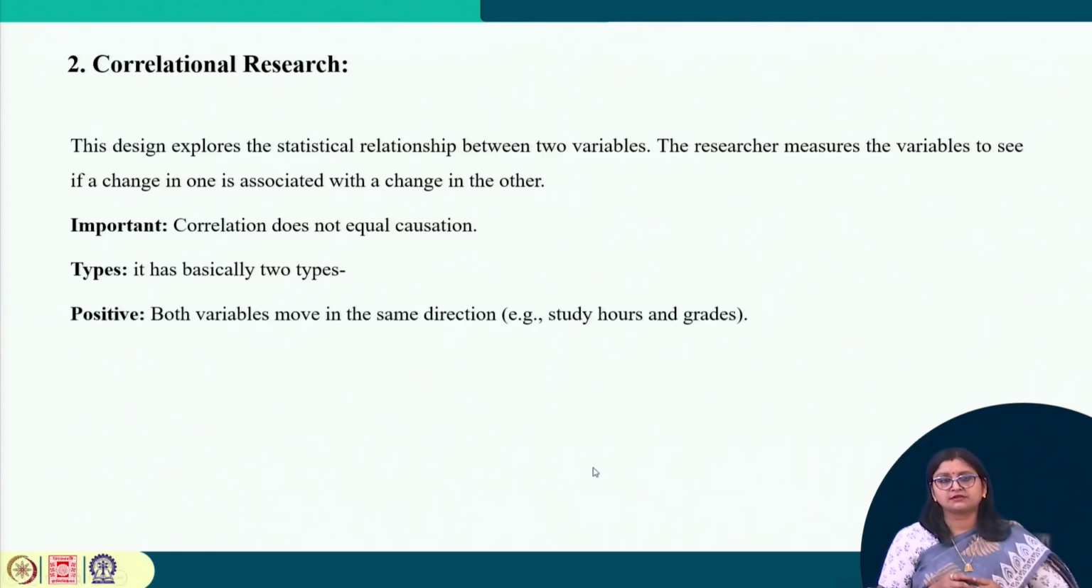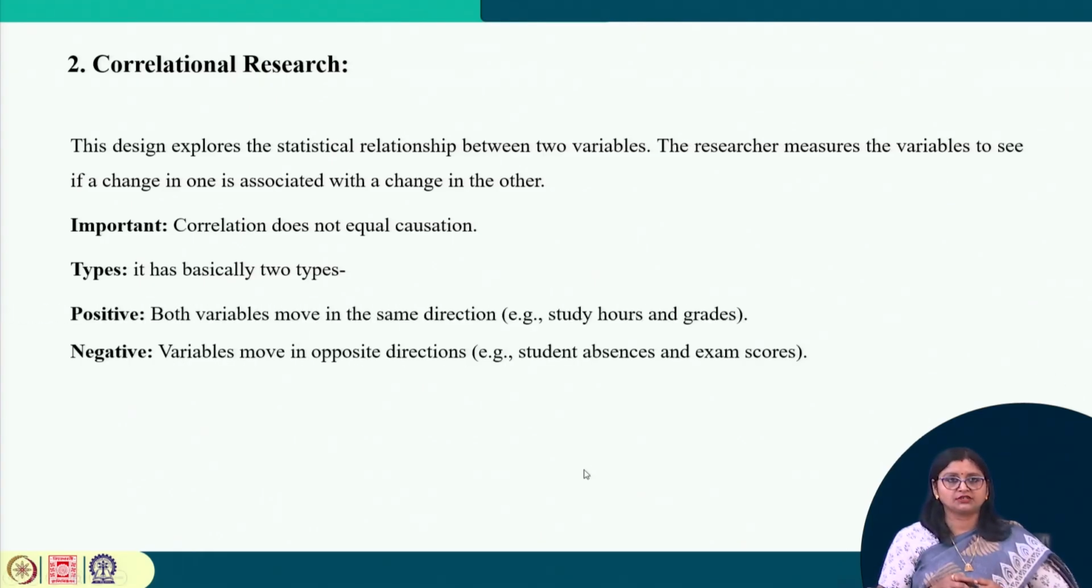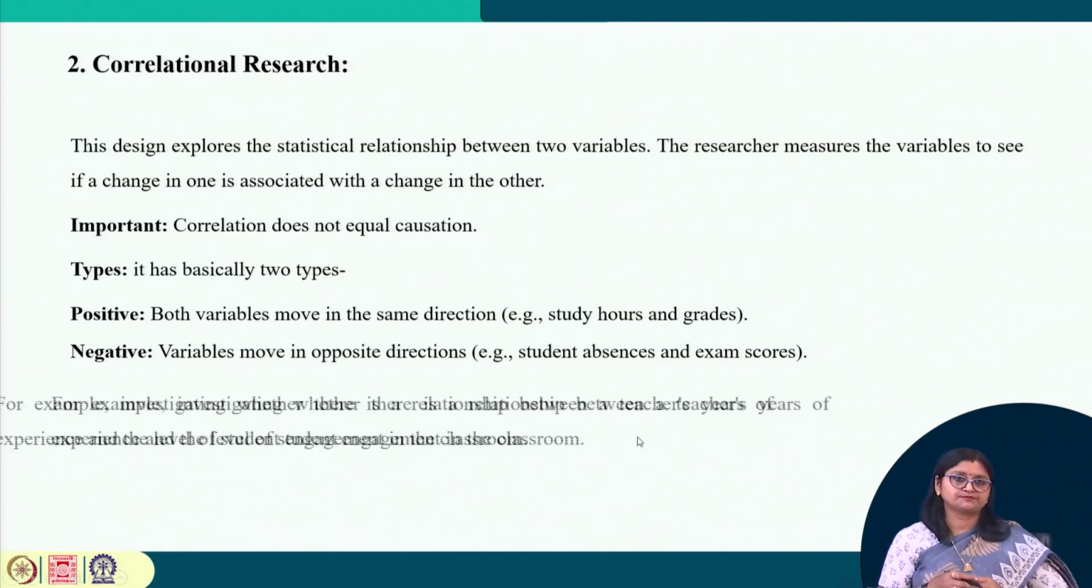It has two types, positive correlation, where both variables move in the same direction. One is increasing, then the other is also increasing; like if you increase your study hours, then your grades will also increase. The negative correlation is where variables move in the opposite direction, like student absence and exam scores. If students are not attending classes, that will affect their results or marks. So, this is a negative correlation.